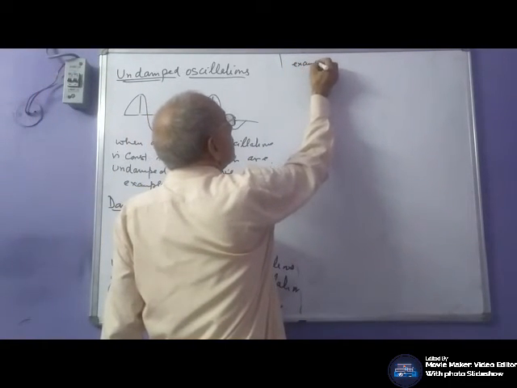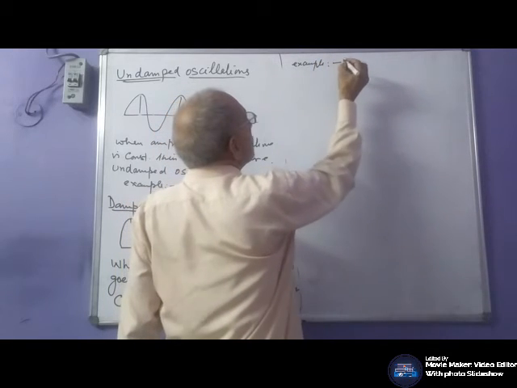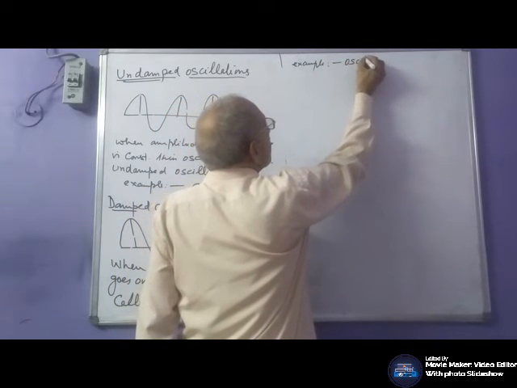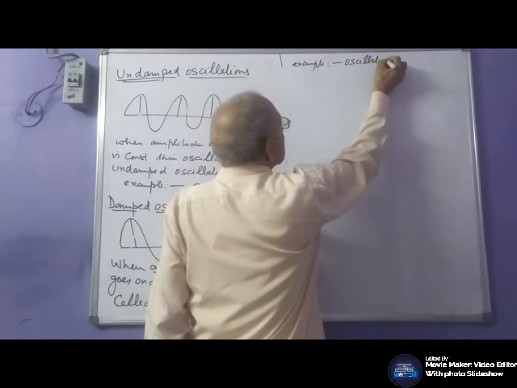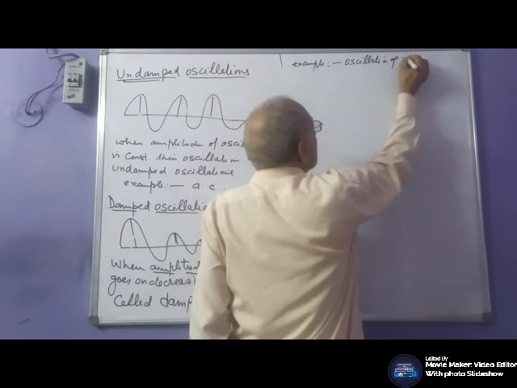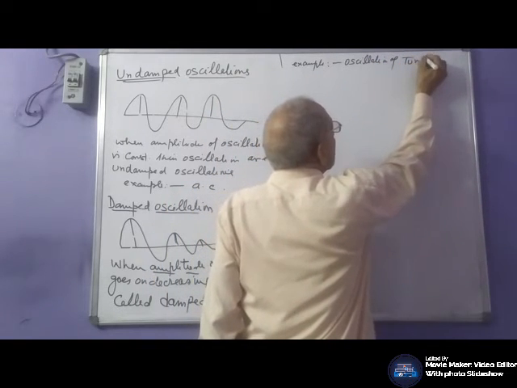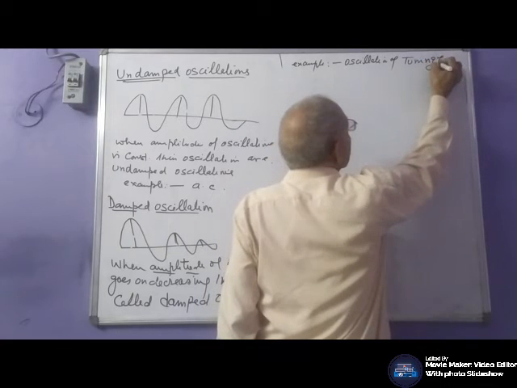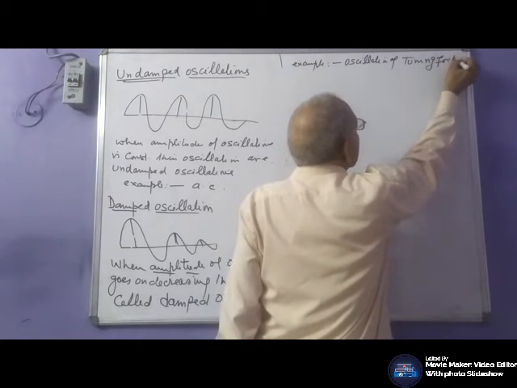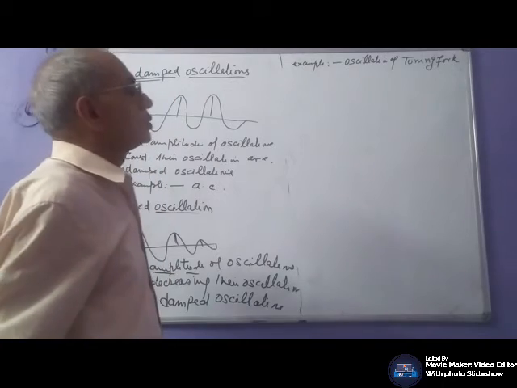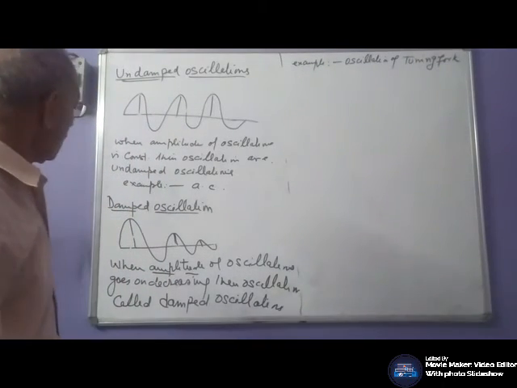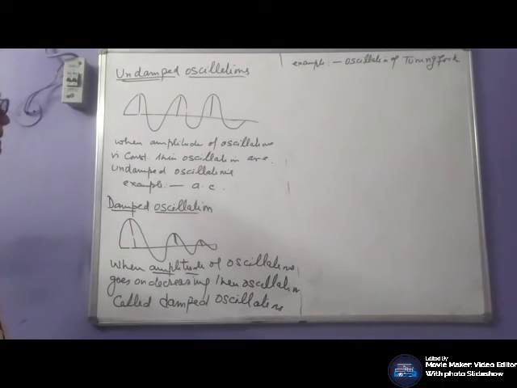Example: oscillations of a tuning fork, सोनोमीटर वायर. ये क्या है? डैम्प्ड ऑसिलेशन.